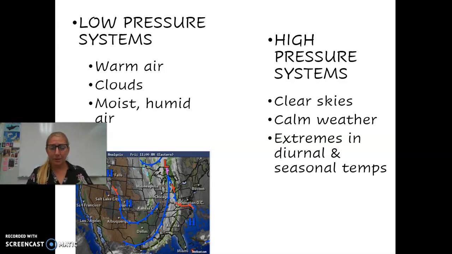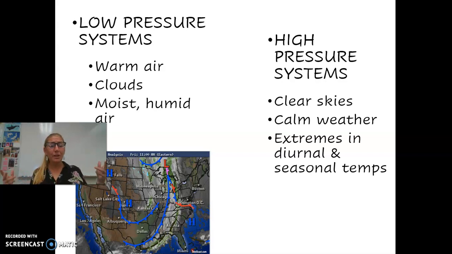The last bullet here about high pressure systems goes along with what I was just saying about clouds and nighttime temperatures: extremes in diurnal temperatures. Diurnal means daily. So places that have a lot of high pressure systems get a big fluctuation between the daytime temperatures and the nighttime temperatures. Daytime is warmer, obviously, because the sun is shining, but at night it gets significantly cooler because there's no clouds to trap that radiating heat. And you also get a lot of seasonal variation as well.